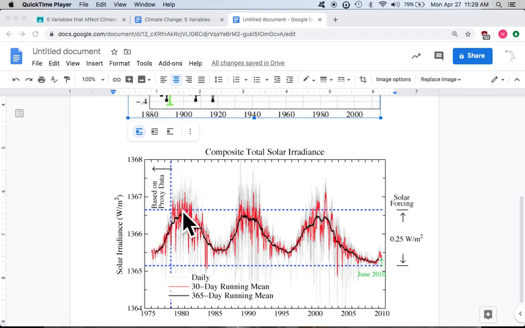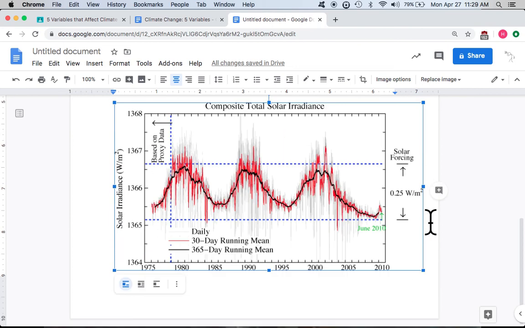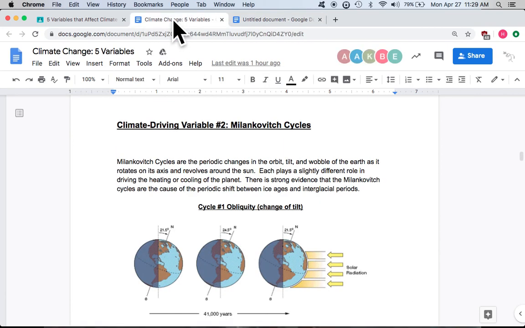Why? Well, I would expect an oscillation in temperature, but I don't see an oscillation in temperature. So I don't think it's the sun. The sun's energy goes up and down, but the temperature goes up and up and up. So I would say that's not the cause. Total solar irradiance. Let's talk about Milankovitch cycles.